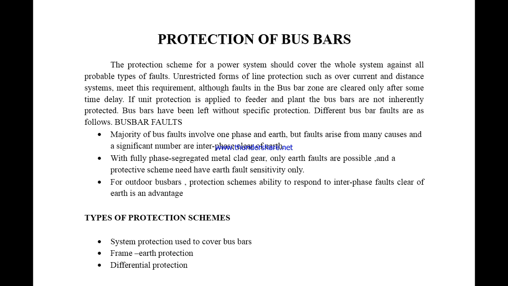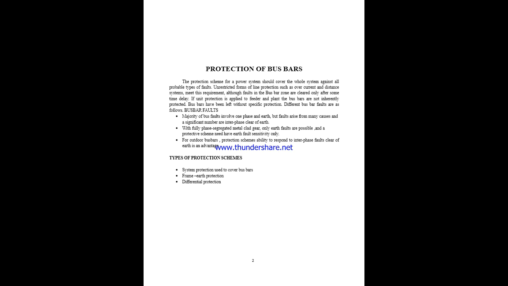In such cases, the majority of busbar faults involve LG faults, but faults arise from many causes. With fully phase segregated metal clad gear, only earth faults are possible, and a protective scheme needs to have earth fault sensitivity only. For outdoor busbars, the protection scheme's ability to respond to interphase faults, the clearing of the earth fault, is an advantage. While considering protection schemes, it involves system protection, which is used to cover the busbars, or frame earth protection, or differential protection.